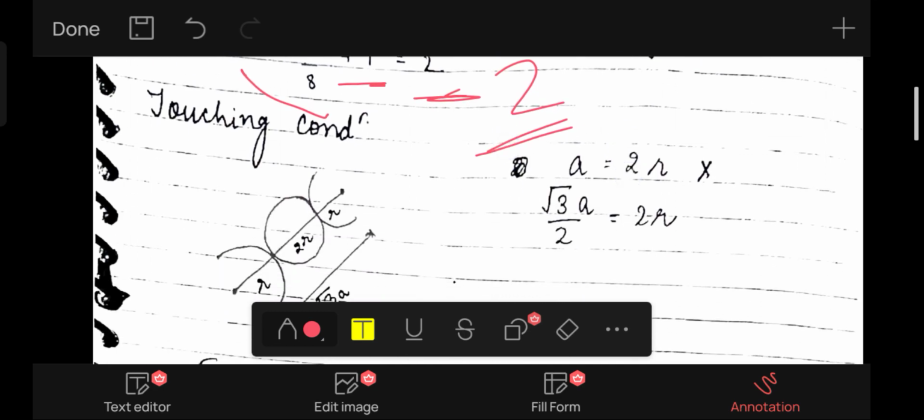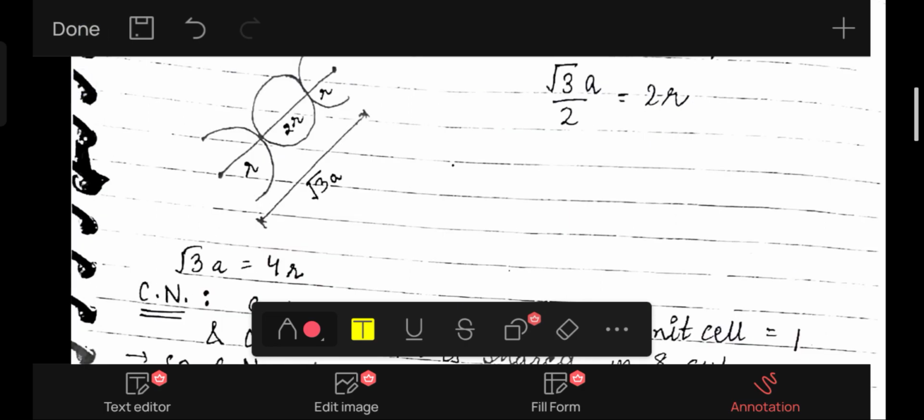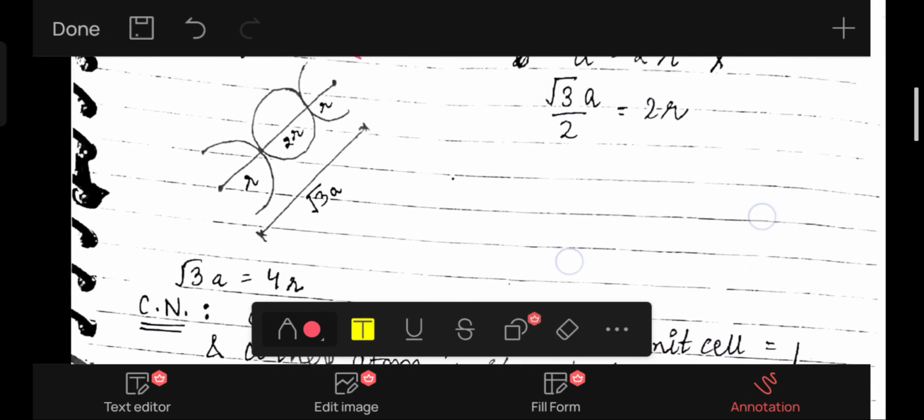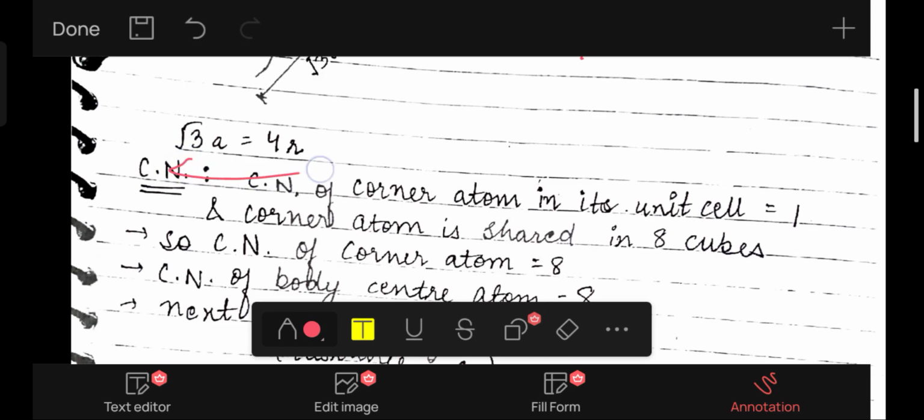Remember that. Now next we have the touching condition. Between this one and this one, as I said right over here, the distance is root 3a by 2. So that is 2r. So in short, the radius will be root 3a by 4. So root 3a equals 4r.